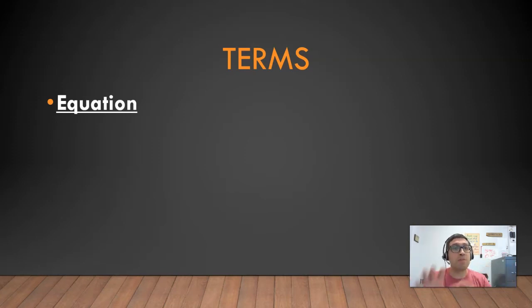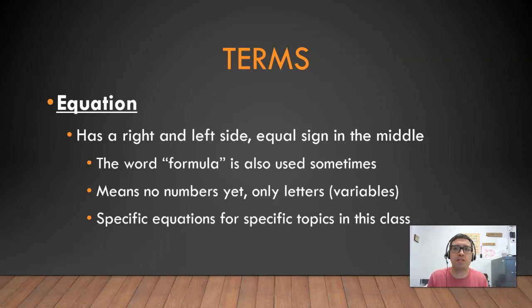So the term equation. And by the way, some of these you may think you know what they mean. And this is true with a lot of words in this class. But there's a very specific definition that we need in here. So when I say the word equation, obviously an equation has a right and a left side. There's an equal sign in the middle. We get that. There's only two sides to an equation. Sometimes we use the word formula in physics to substitute for the word equation because we use formulas to calculate certain concepts, quantities in this class. But in this class, it's really important that you understand that the word equation means no numbers yet, only letters, which are called variables, and that's the next term that we're going to talk about.